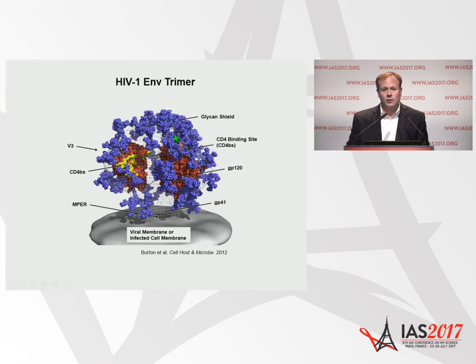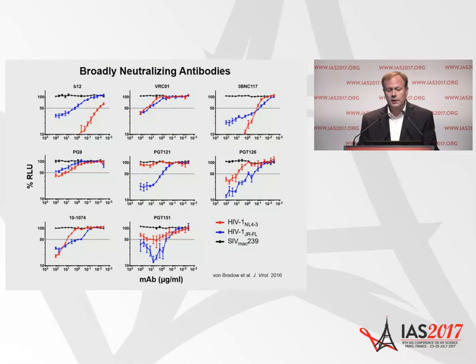So these features help to explain why it's so difficult to elicit an antibody response to the native trimer that's able to mediate the neutralization of genetically diverse primary isolates. Well, there's been a revolution in recent years in the isolation of roughly a couple dozen, depending on how you count them, potent broadly neutralizing antibodies that are able to recognize conserved conformational features of the trimer and neutralize a majority of primary isolates. So we tested these antibodies for the ability to kill HIV-infected cells in our assay.